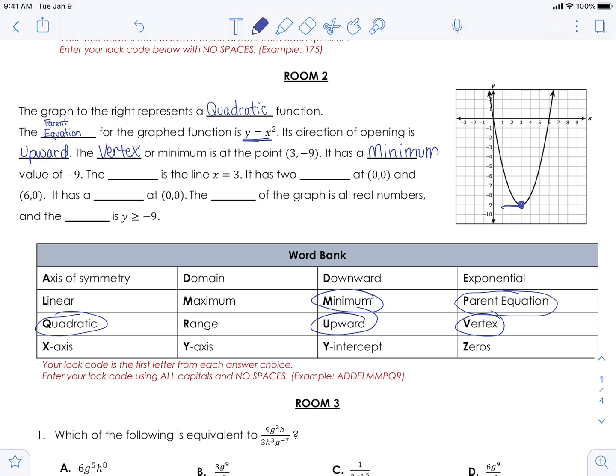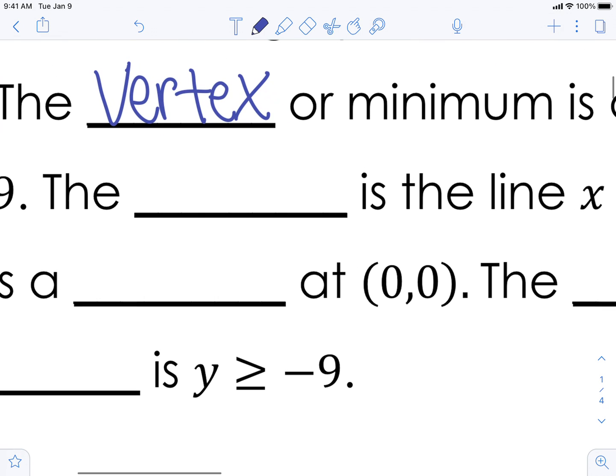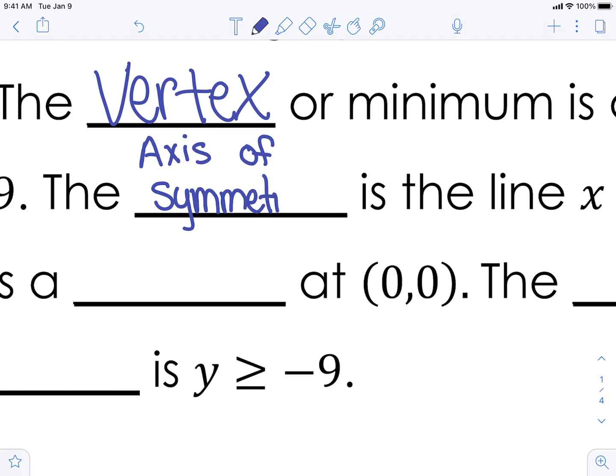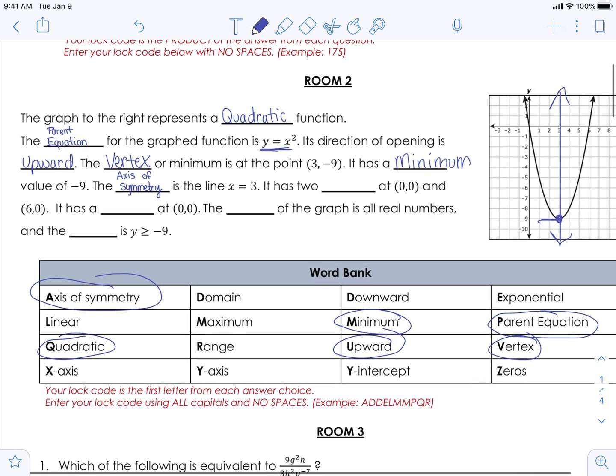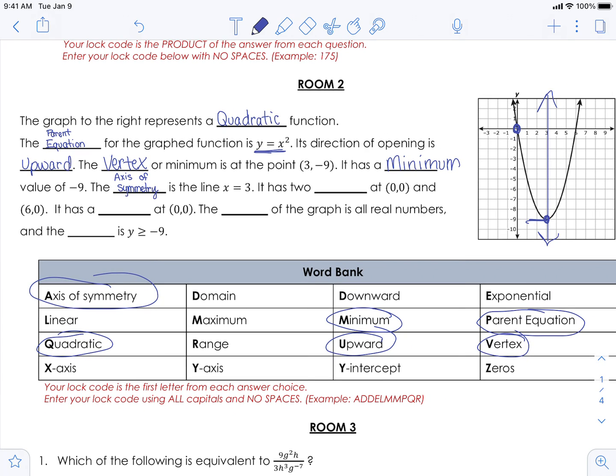The blank is the line x equals 3, so that would be this little line right here that cuts it directly in half where everything's symmetrical, which is known as our axis of symmetry. It has two blanks at 0, 0, and 6, 0. So 0, 0 is here, 6, 0 is here. They both fall on that x-axis, which makes them either x-intercepts, which I don't have that option, solutions, that's not there, or zeros.